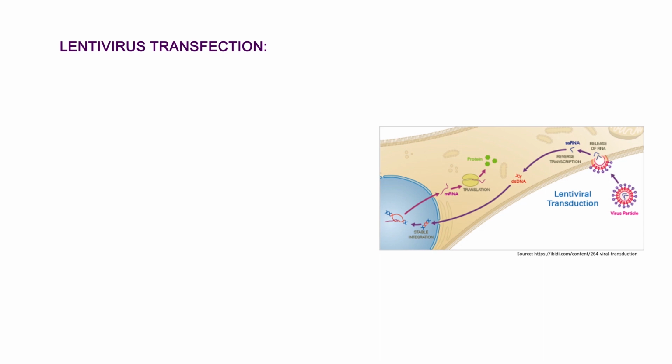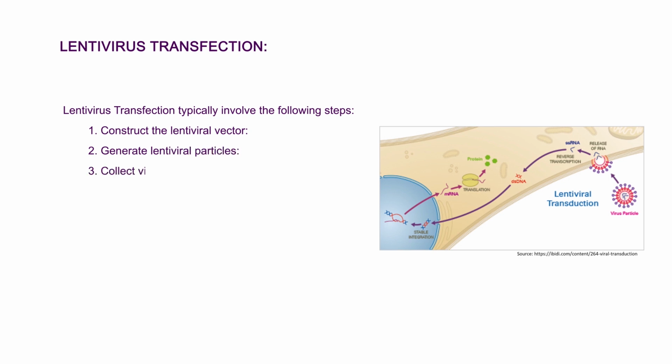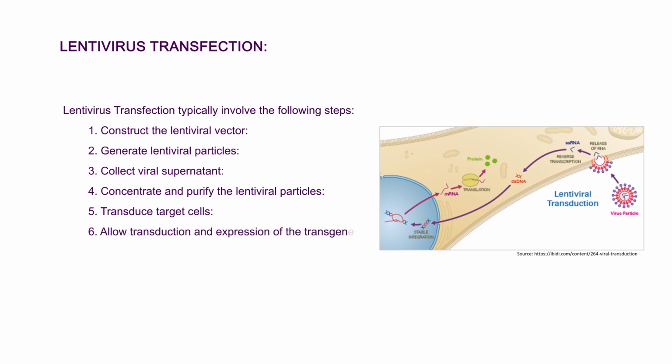The key steps involved in lentivirus transfection are to construct the lentivirus vector, generate lentivirus particles, collect the viral supernatant, then concentrate and purify the lentivirus particles, transduce target cells, allow transduction and expression of the transgene, and ultimately select or enrich transduced cell lines.